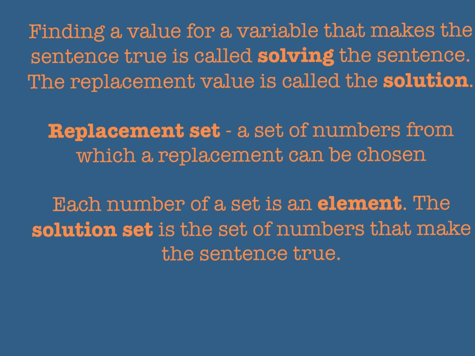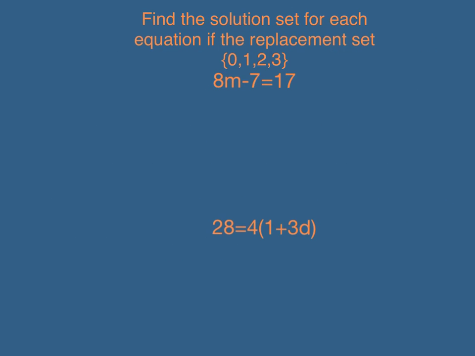Alright, a few more terms. Finding a value for a variable that makes the sentence true is called solving the sentence. The replacement value is called the solution. A replacement set is a set of numbers from which a replacement can be chosen, and each number of a set is an element. The solution set is the set of numbers that make the sentence true. That's a lot of jargon right now, but don't worry. We're going to go through and we'll have some examples and it will make more sense, hopefully.